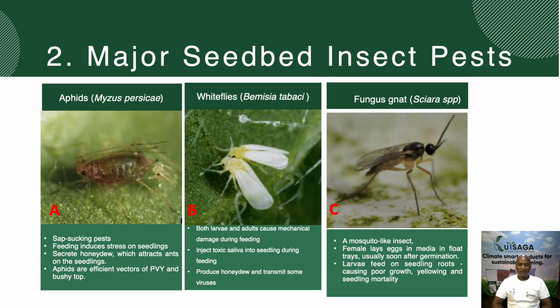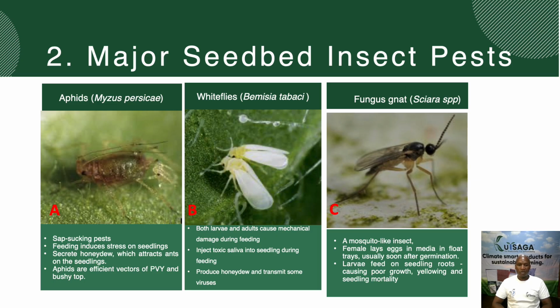The major seedbed pests include aphids and whiteflies, and both aphids and whiteflies are sap-sucking insects that feed on the tender tissues of the seedling. And as they feed, they inject toxic saliva into the seedling and cause it to die. In addition, both aphids and whiteflies secrete honeydew, and this is a sugary substance which attracts ants onto the seedlings. And as the ants feed on the honeydew, they chase away natural enemies to the aphids.